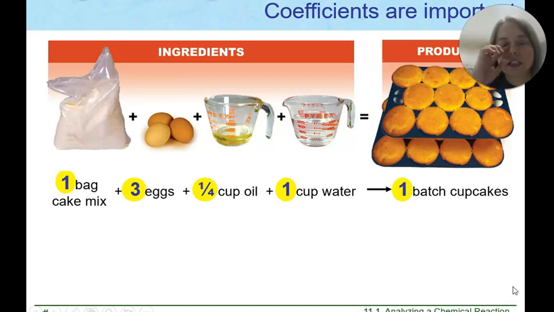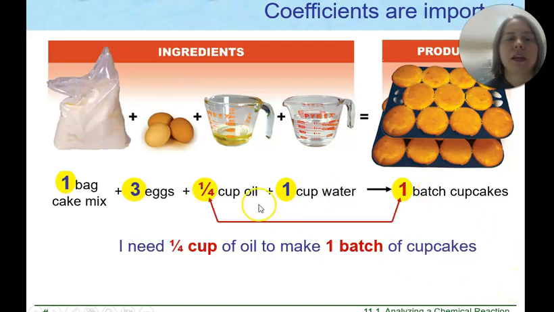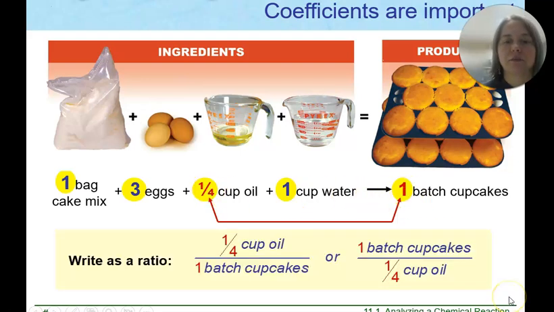So for instance, let's say we're baking and we're going to make a cake mix and 3 eggs and a 1/4 cup of oil and 1 cup of water, and that's going to make 1 batch of cupcakes. So we need a 1/4 cup of oil to make 1 batch of cupcakes. So the ratio is 1/4 cup oil over 1 batch cupcakes, which is the same as 1 batch of cupcakes over a 1/4 cup of oil.